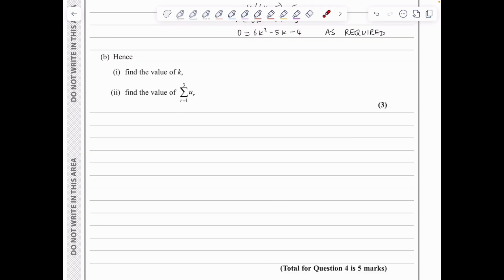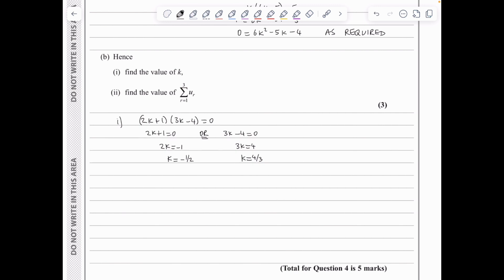We are then asked to hence find the value of k and then find the value of the sum of ur from r is 1 up to r is 3. Now for the value of k, obviously I'll be solving the quadratic we obtained in part A. So this quadratic factorizes into (2k plus 1) times (3k minus 4), and this is equal to 0. So 2k plus 1 is 0, or alternatively 3k minus 4 is 0. So 2k is negative 1, which means that k is negative a half, or 3k is equal to 4, which means that k is 4 over 3.